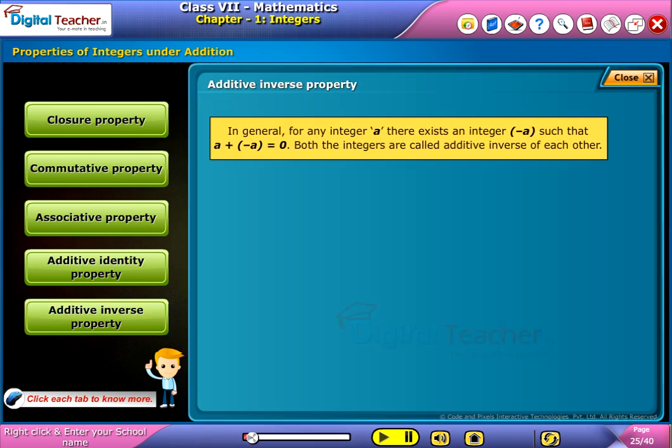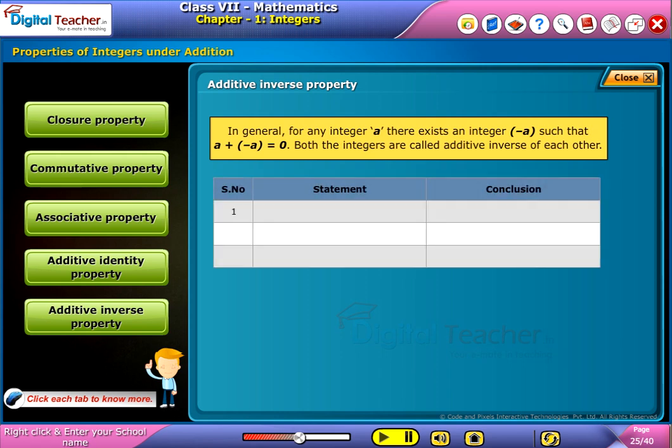Additive inverse property defines that for any integer a, there exists an integer minus a such that a plus of minus a is equal to 0. Both the integers are called additive inverse of each other.